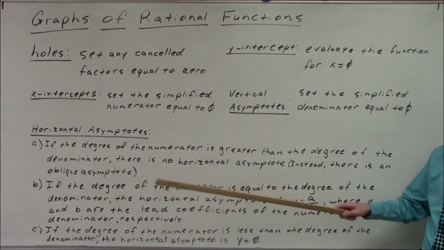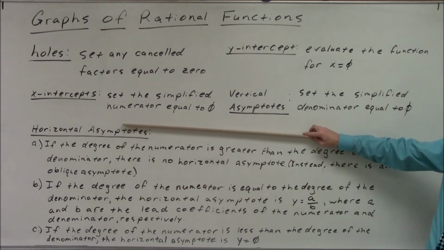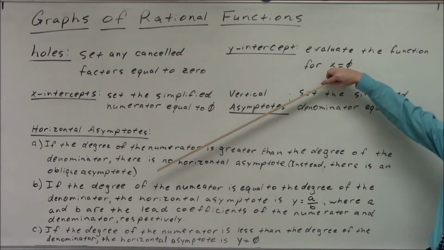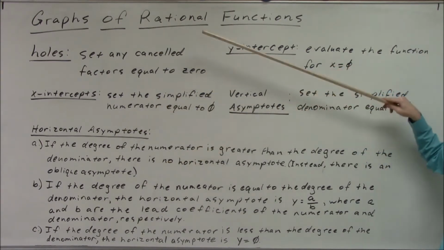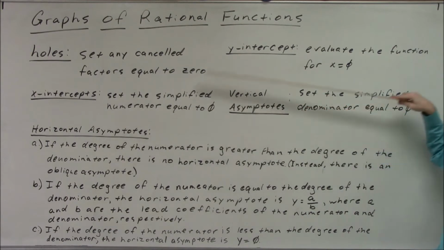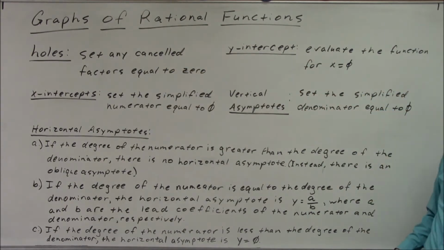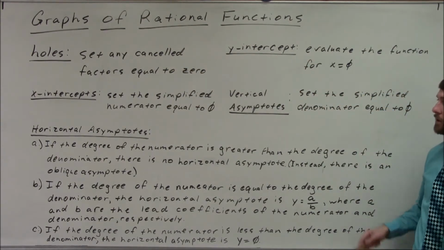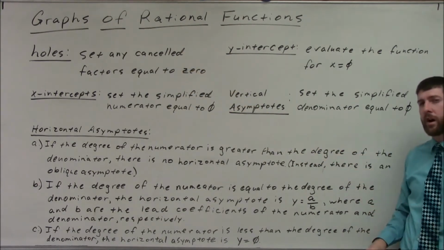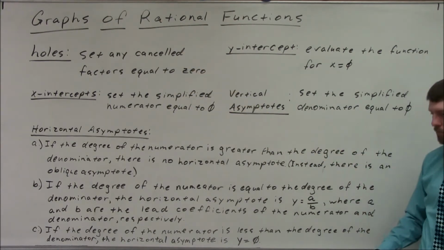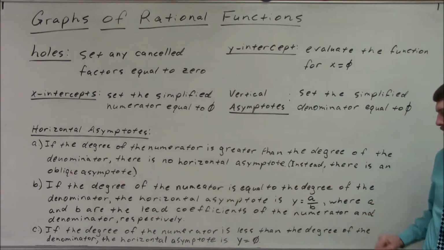But an oblique asymptote is not a horizontal line that our graph tends towards. We can have a slant asymptote. We can have a quadratic asymptote. It's just some type of curve that the rational function happens to follow along as we go towards positive or negative infinity. And again, we'll look at some examples of those in a minute.